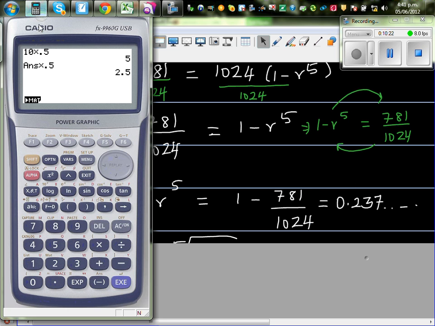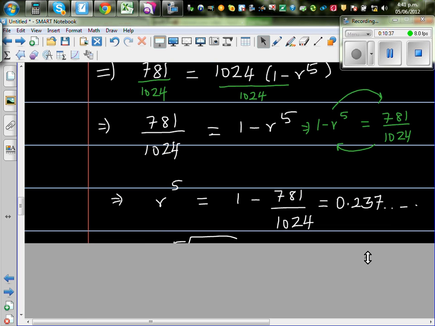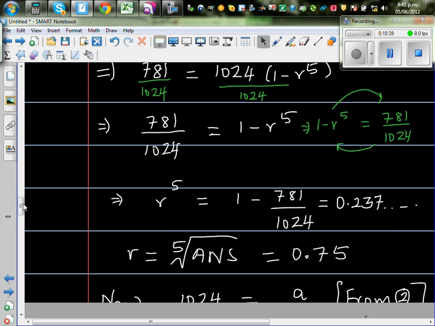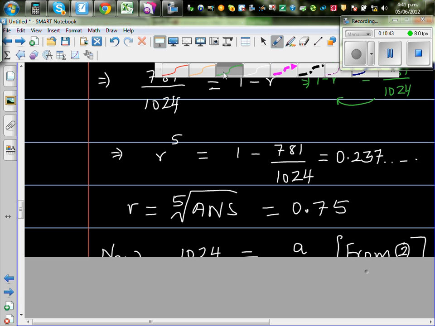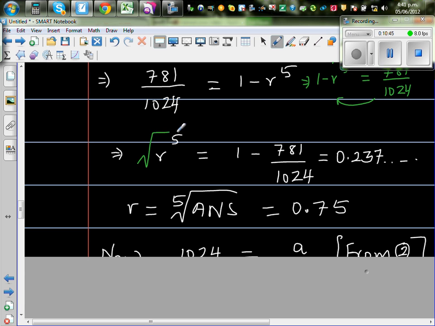Let me show this on a calculator. 1 minus 781 divided by 1024 gives you this huge number, 0.237. I haven't written all the digits. Then to find r, you have to find the fifth root of this side, and you also have to take the fifth root of the other side.